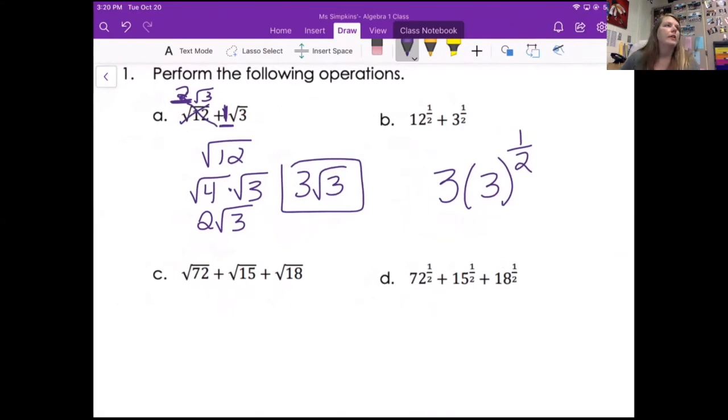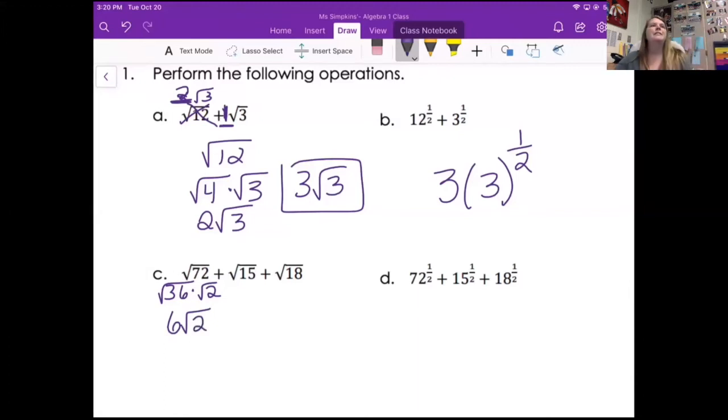If we initially look at letter C, I have a 72, a 15, and an 18. None of those are alike. But let's work piece by piece. So 72. Be careful here, the largest, because there's more than one perfect square that divides into 72. 36 is correct. So we can make 72 into 36 times what other number? 2. And if we take the square root of 36, that is 6. And we're going to leave the square root of 2 the same.